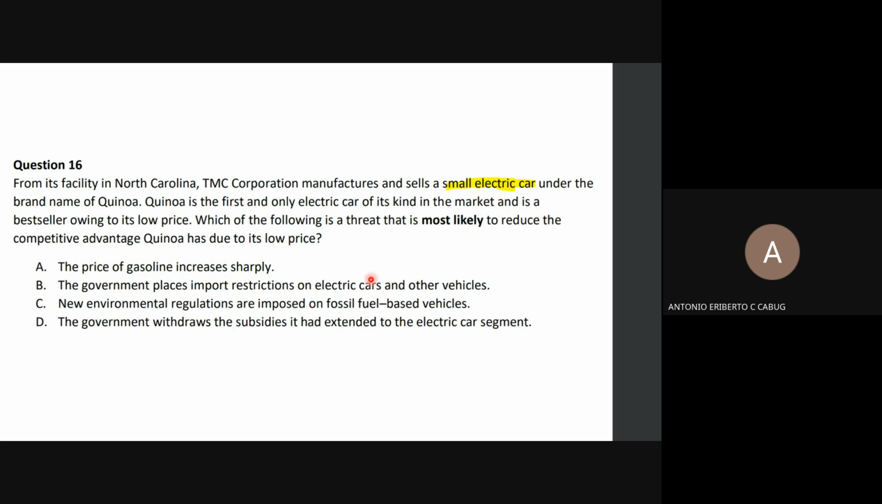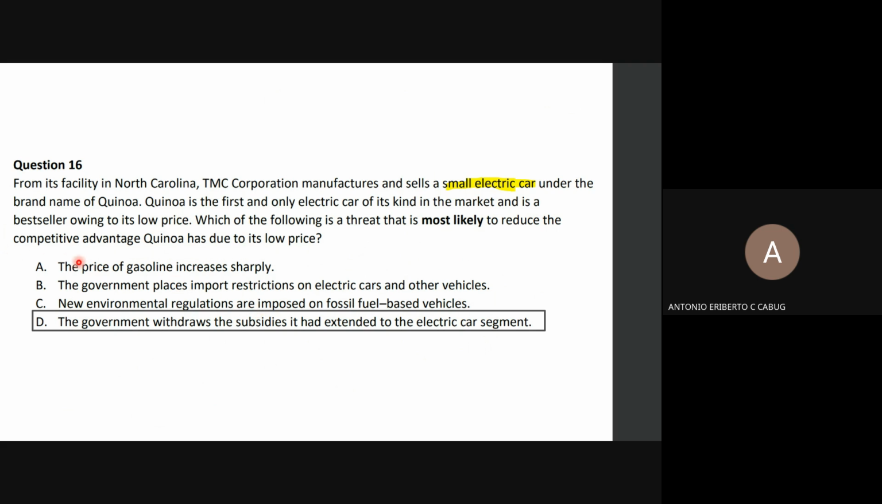The problem here is when letter D happens. Let us say that the government withdraws the subsidies it had extended to the electric car segment. What would happen? So less subsidies will go to TMC. We might need to raise the price of Kinoa. So letter D can reduce the competitive advantage of Kinoa.